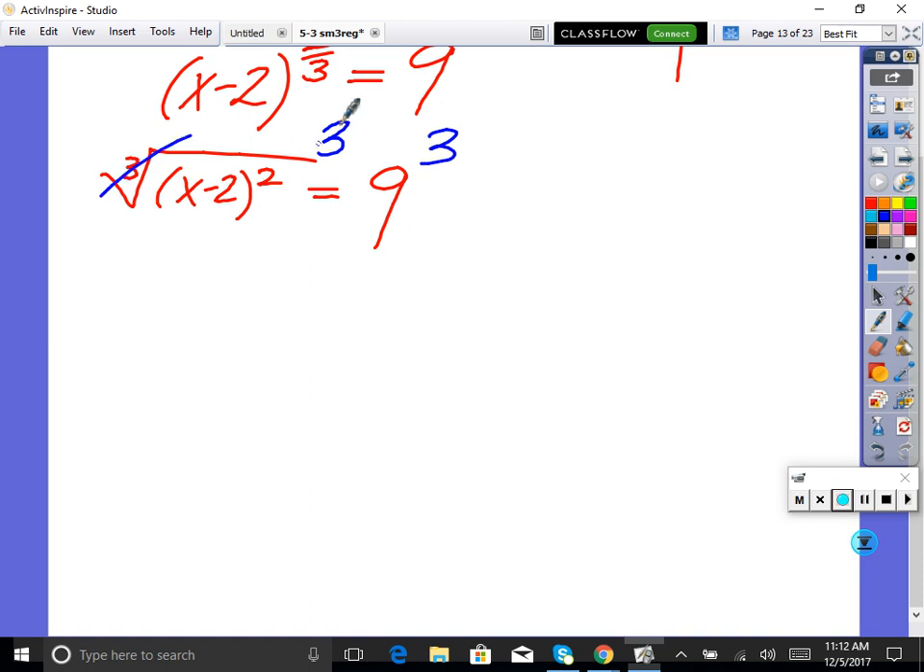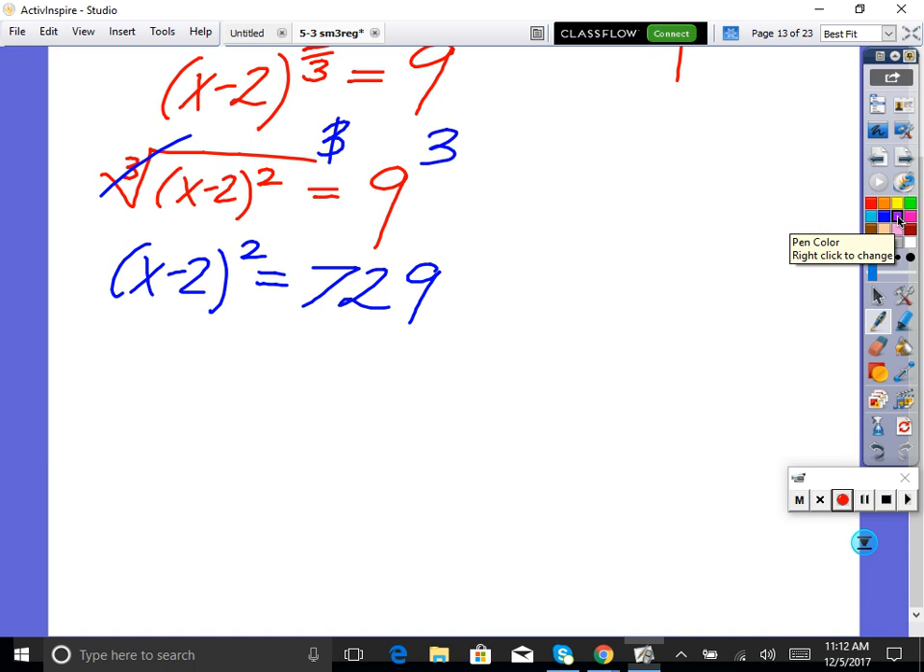Then the root cancels out the power. We have (x - 2) squared equals 729. Yeah, I teach this all the live long day, that's why. Is everybody with me? What's my next step?